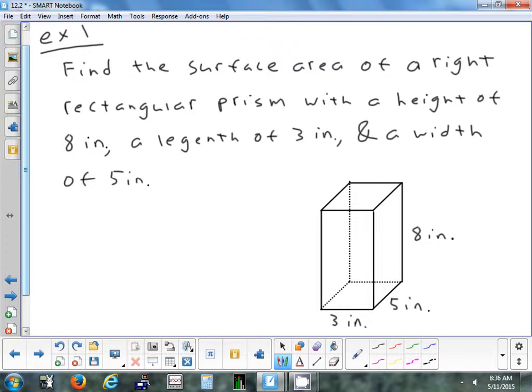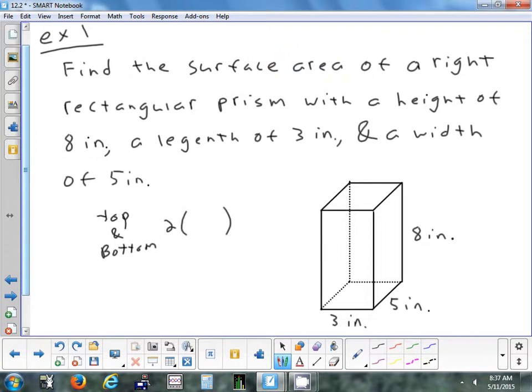Rectangle, we usually say length times width, yeah. That same idea. Length times height, length times width. All right, so take length times width. That's going to give you the area of the top and bottom. Okay, so let's do top and bottom.